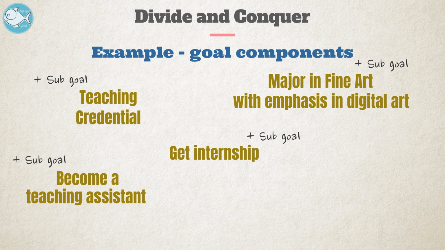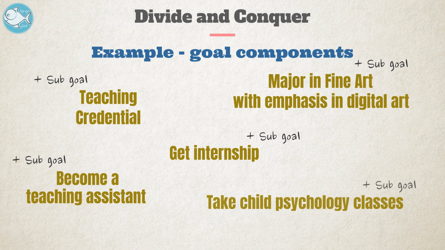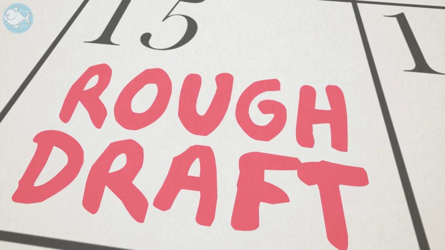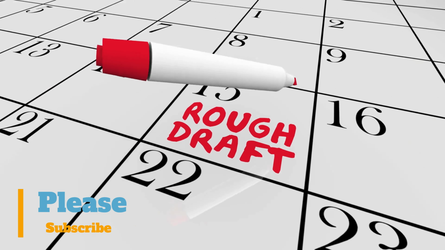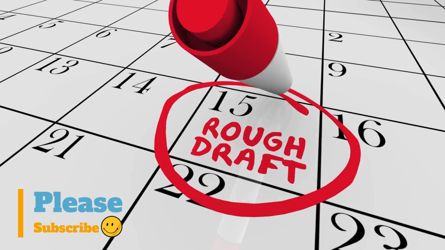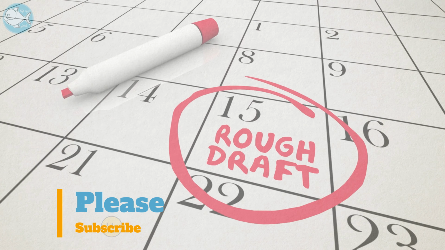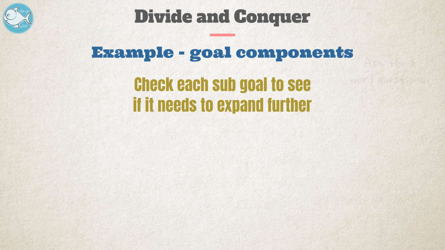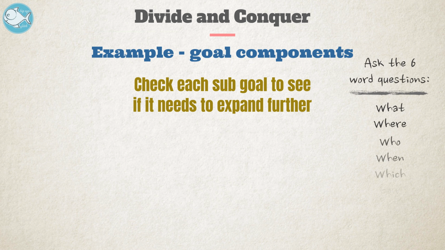To teach in elementary school, I need to work with children, so probably it's a good idea to take some classes about child psychology. Now this is only the first draft and we will need to dig deeper. If you don't know how to expand this roadmap, try to ask yourself more questions about each sub-goal. For example, for the teaching credential, what are the requirements to enroll and how much does it cost? If it's too expensive, where do I get the money?